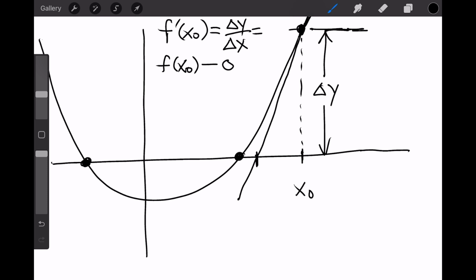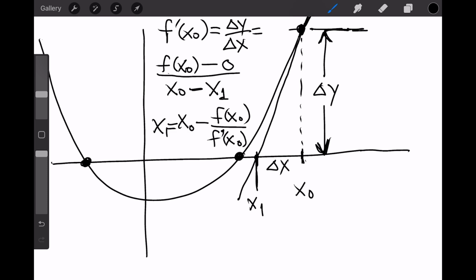And delta x is x sub 0 minus the point where the tangent line intersects the x-axis at x sub 1. Solving for x sub 1, we have this formula. Now, x sub 1 becomes the point to draw the next tangent line for the next iteration.